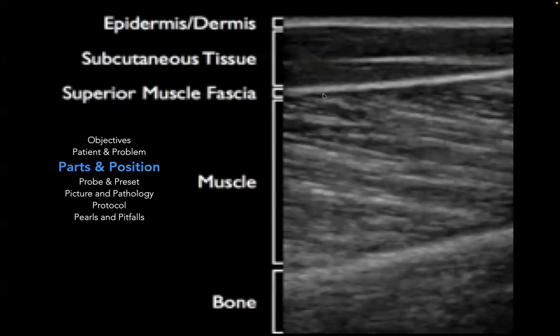Fascia always looks like a bright white line that divides the subcu tissue from the underlying, let's say, muscle. Muscle has a nice fibrillar pattern, as you can see here. And then lastly, you'll see bone. Bone usually is the brightest white structure on the screen because it is the most reflective object. Sound waves don't shoot through bone.